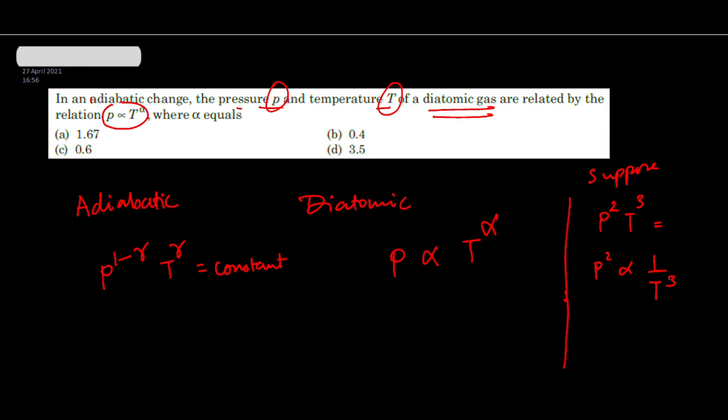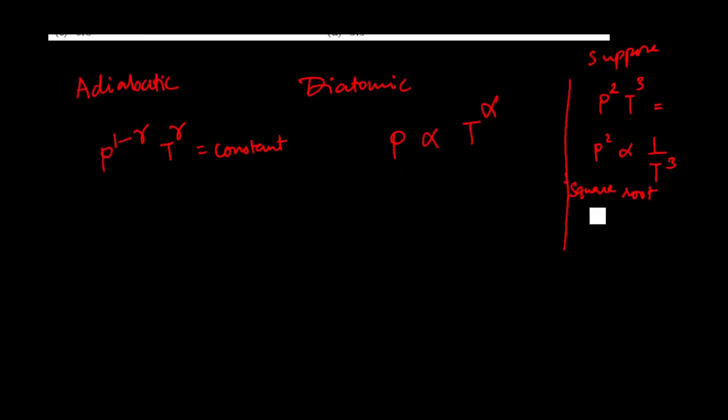Right, so this is P square. Now if I want P, I have to take the square root. Do you agree or not? Basically I should divide the power on both sides by 2. So this becomes P proportional to 1 by T raised to 3 by 2. Understood or not?